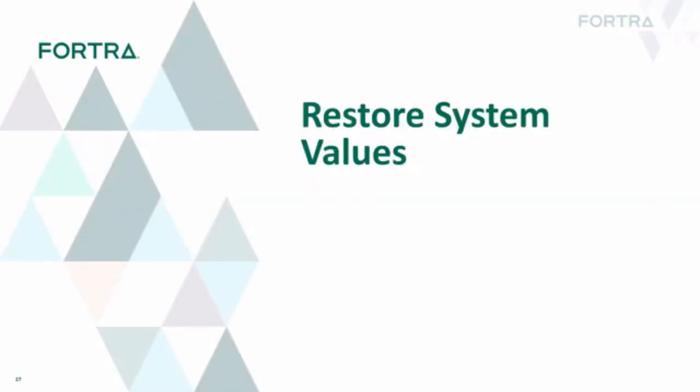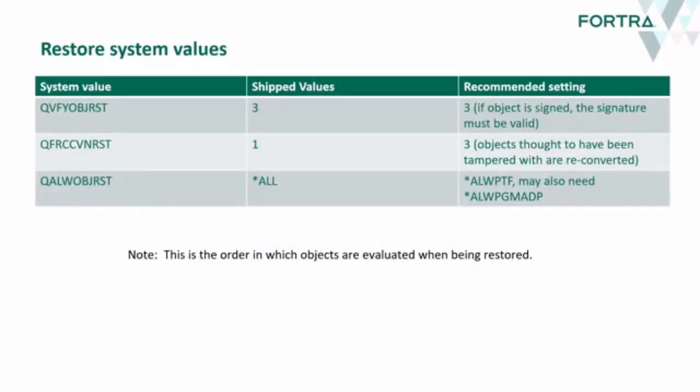Restoring objects. So how do we get anything installed on our systems? We're restoring objects to our system. So when that restore happens, we need integrity checking of those objects to ensure they are what we're expecting. These 3 system values actually work together, and I've listed them in the order that they get checked. So the verify object restore, that gets shipped at 3, that is the best practice recommendation. So if an object has a signature, it's got to be the right signature. It has to be valid.